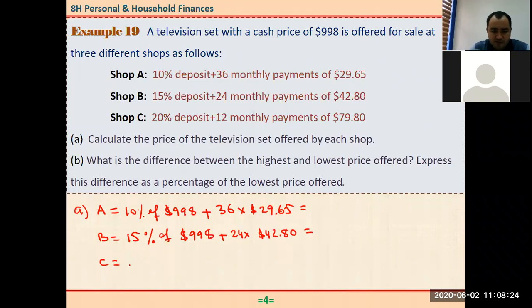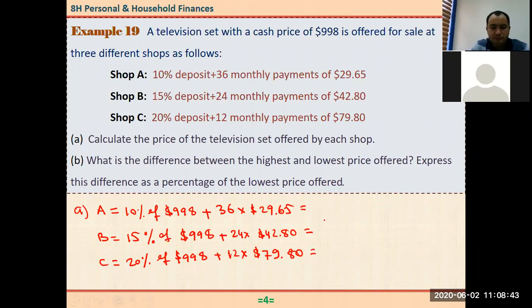And how about shop C? It is 20%, 20% of the cash price, 998, plus 12 times the monthly installment of $79.80, right? This is the thing that we have to calculate.